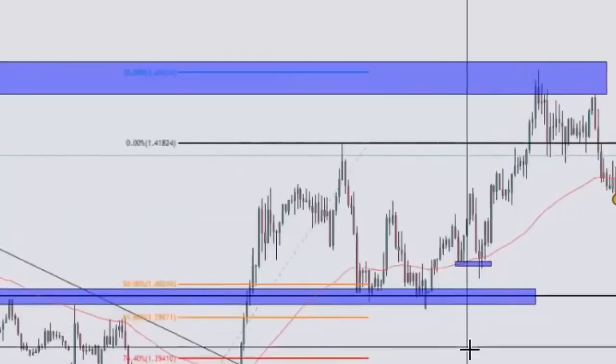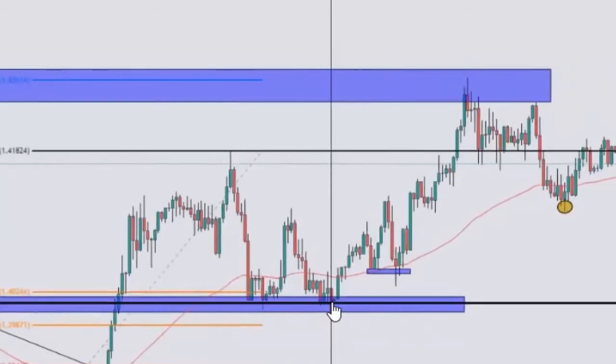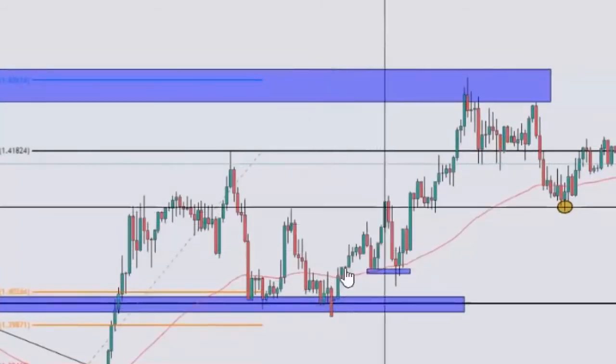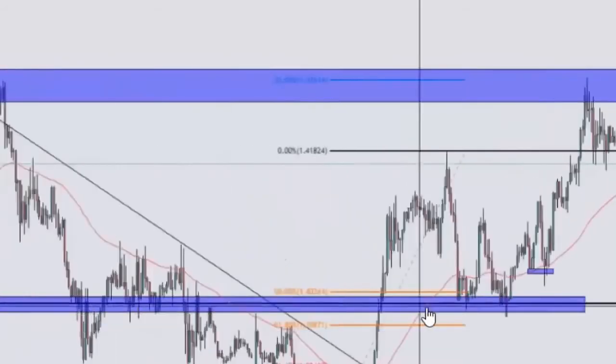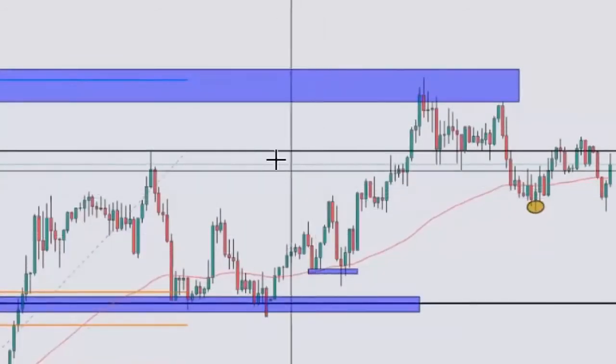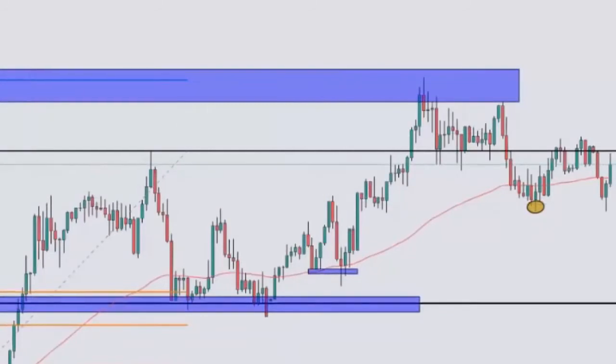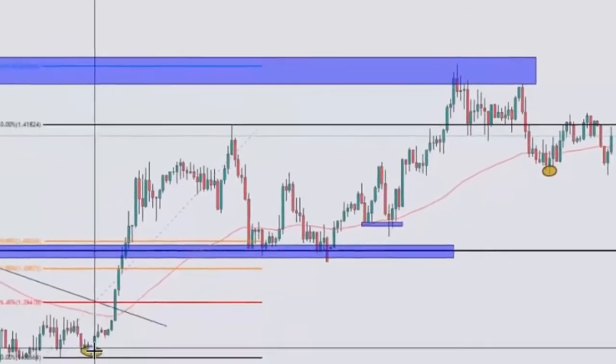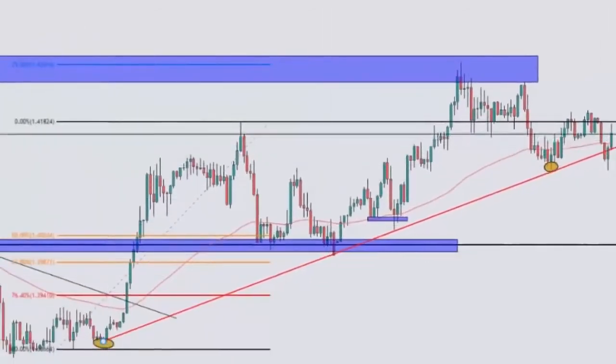So when price rejected off this key level right here and started making movement to the upside, I was sure that we were creating a nice little bullish trend.